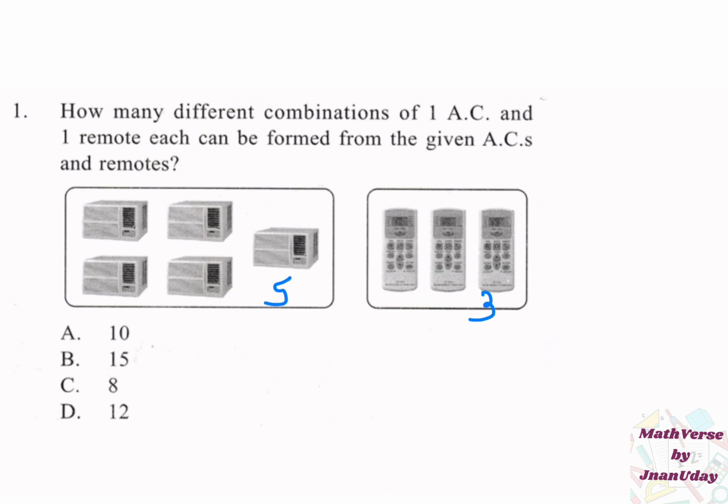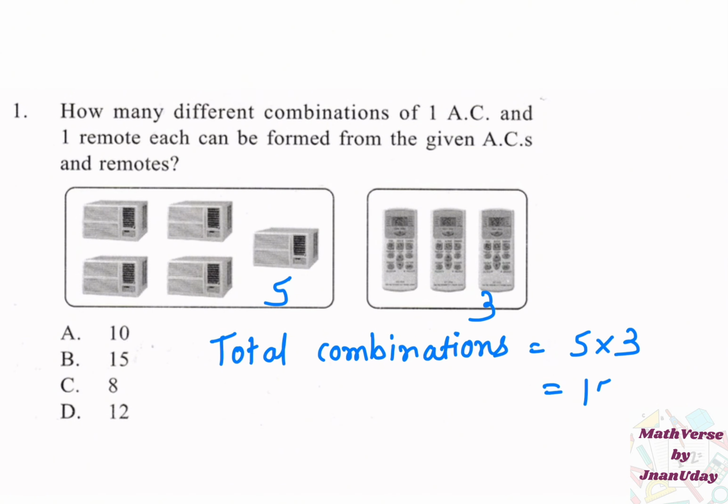So total combinations we will get from this will be 5 into 3 is equal to 15. See, very simple. So the correct option for this question is option B.